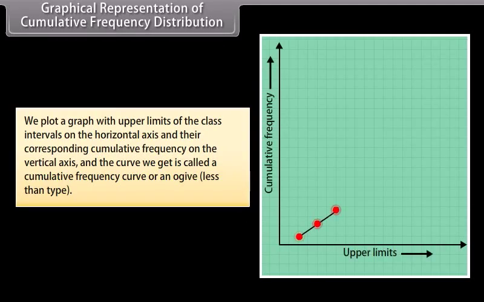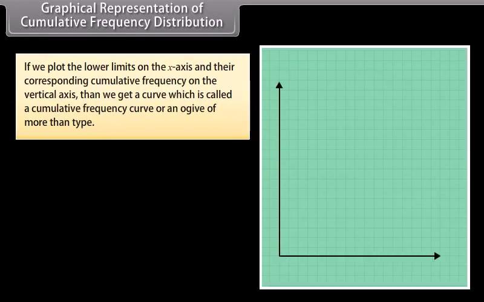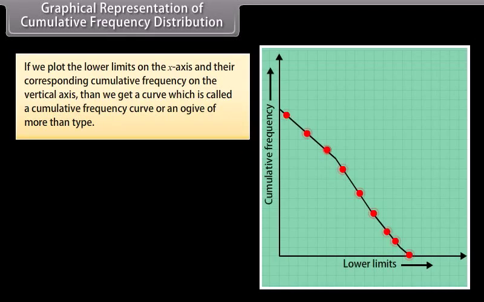Graphical representation of cumulative frequency distribution. In this, we plot a graph with upper limits of the class intervals on the horizontal axis and their corresponding cumulative frequency on the vertical axis. The curve we get is called a cumulative frequency curve or an ogive of less than type. If we plot the lower limits on the x-axis and their corresponding cumulative frequency on the vertical axis, then we get a curve which is called a cumulative frequency curve, an ogive of more than type.